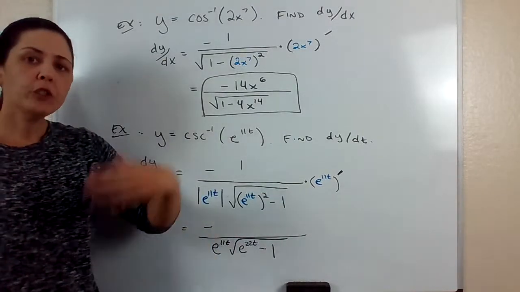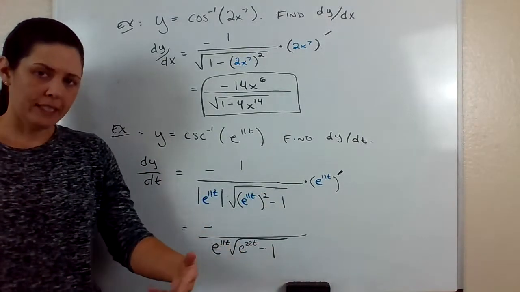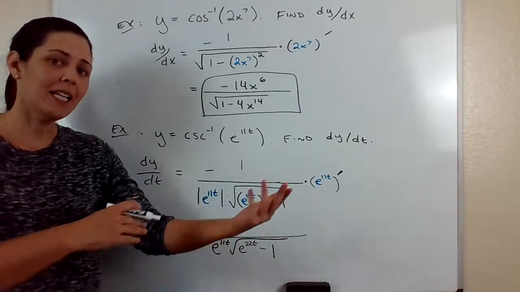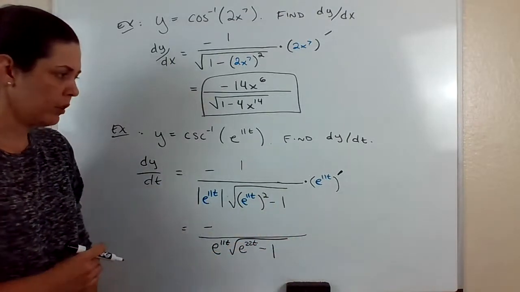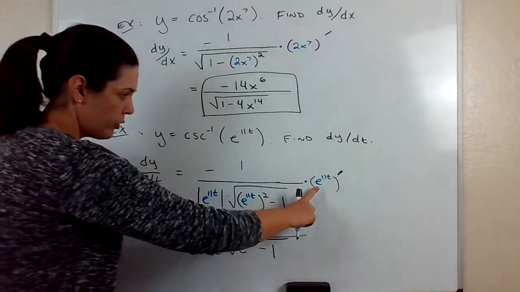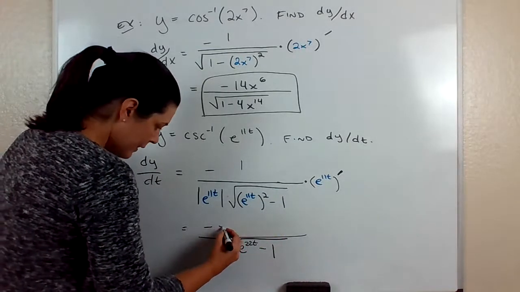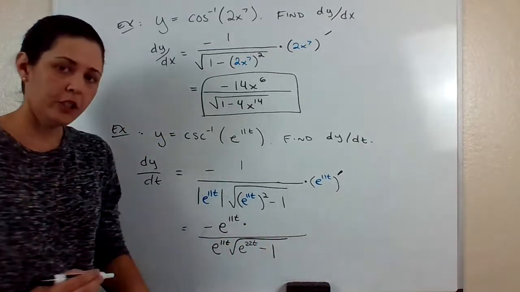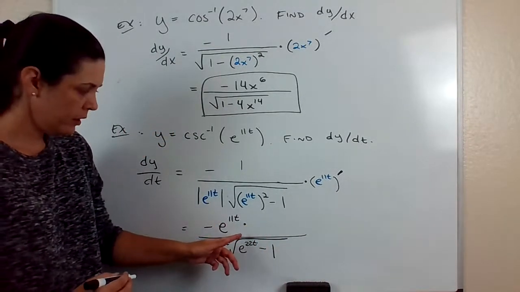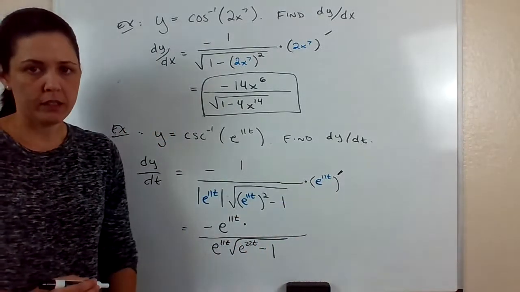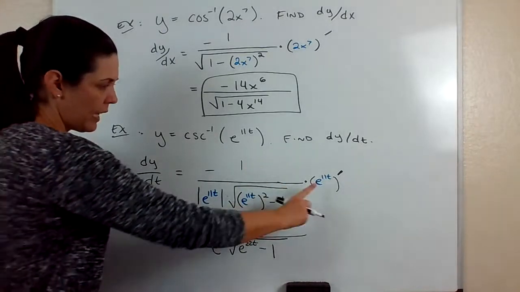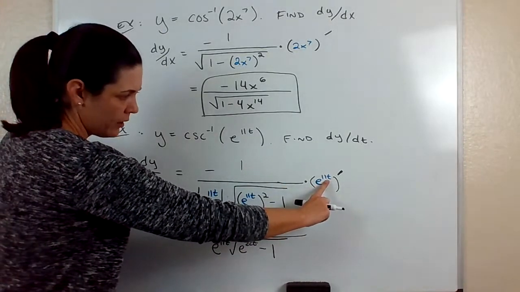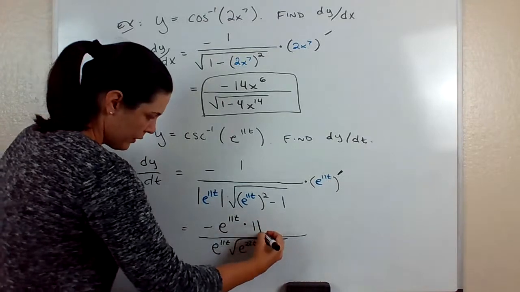Now on top here, what I'm leaving off is this derivative. Remember, e to a power, its derivative is e to that power times the derivative of the power. So chain rule. The derivative of e to the 11t is e to the 11t. But don't forget chain rule, so times the derivative of 11t. Okay, don't forget that part. Times the derivative of 11t, which is 11.